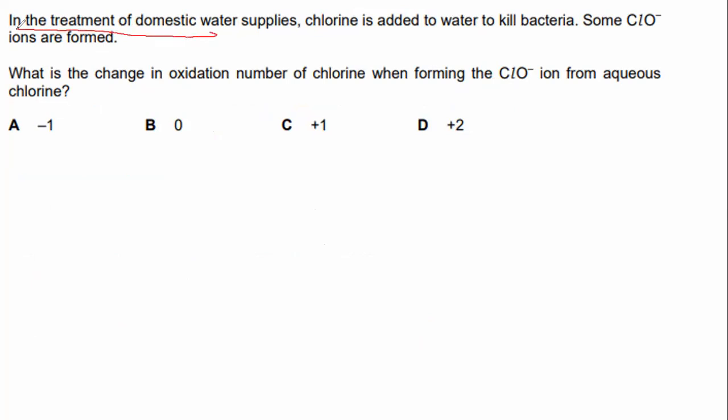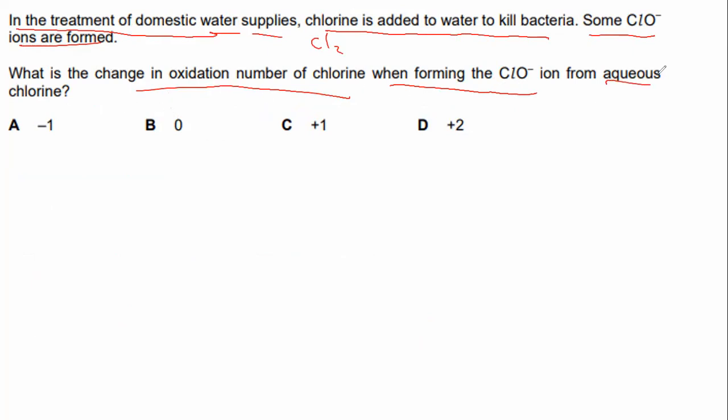In the treatment of domestic water supplies, chlorine is added to water to kill bacteria. Guys, chlorine is Cl2. Some ClO minus ions are formed. What's the change of oxidation number of chlorine when forming ClO minus from aqueous chlorine? So Cl2 aqueous becomes ClO minus. Guys, Cl2 has oxidation number of 0, but here it is X.